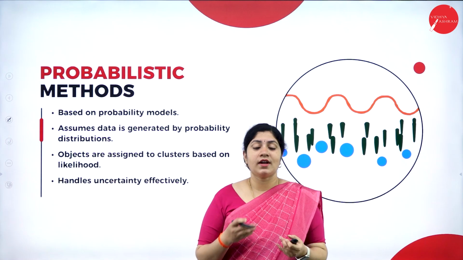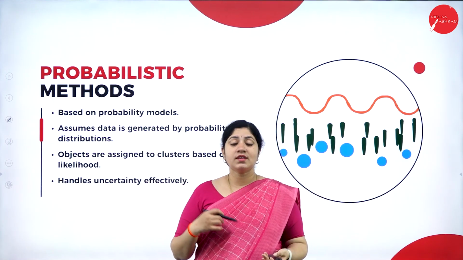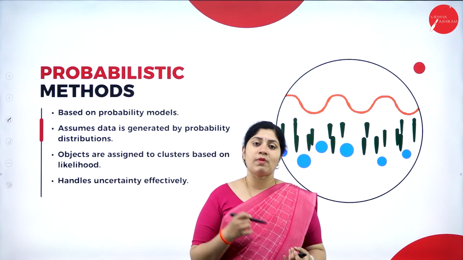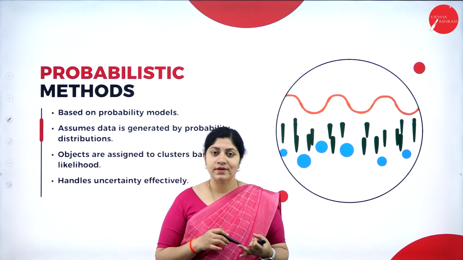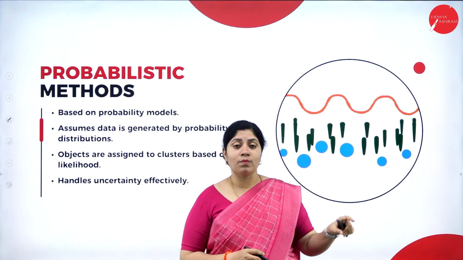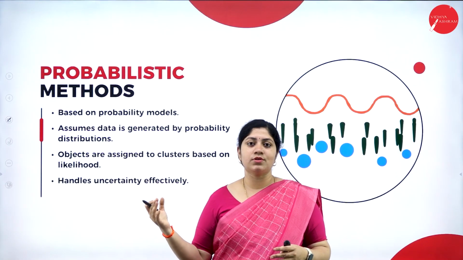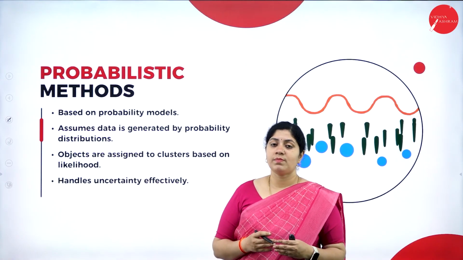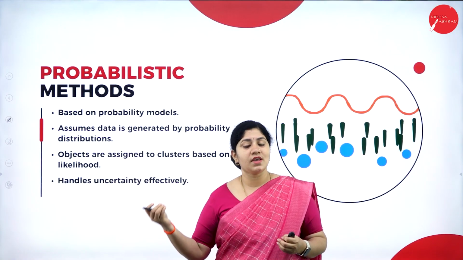The next method under hierarchical clustering is the probabilistic method. This is completely based on various probability models, where it assumes the data is generated by probability distributions, and the various objects are assigned to clusters based on their likelihood. Thus, we can say that the probabilistic method handles uncertainties efficiently.